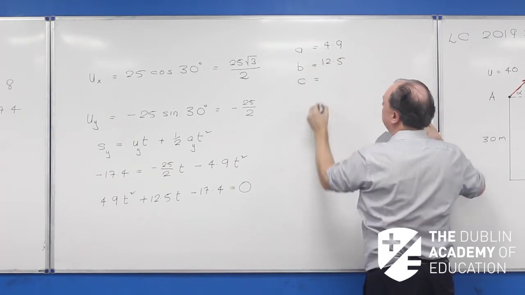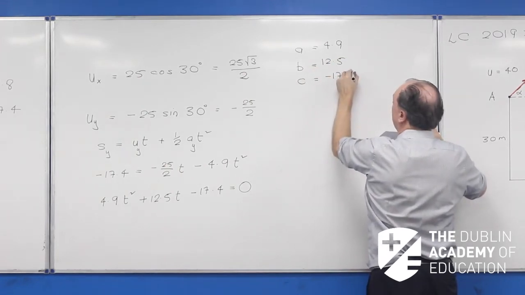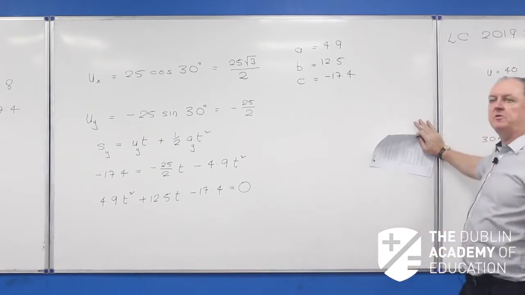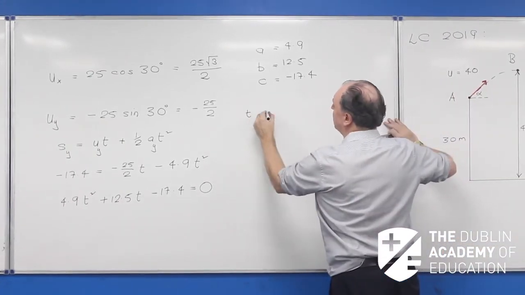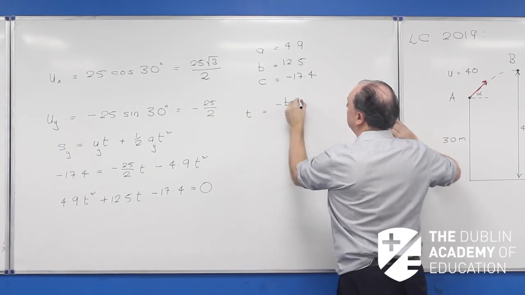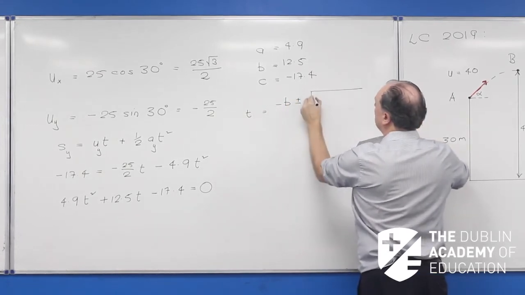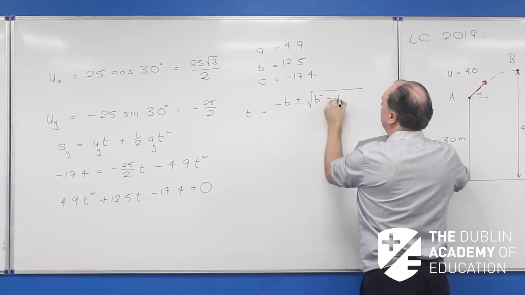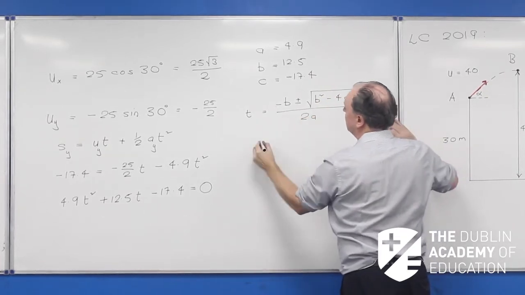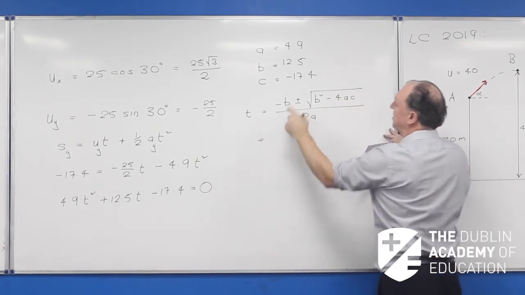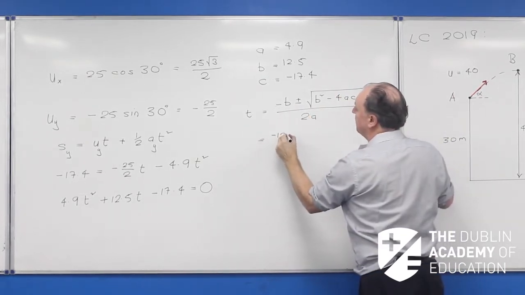And c is the constant, minus 17.4. And then you put them into your quadratic formula. It's a quadratic in t. So t is minus b plus or minus the square root of b squared minus 4ac, divided by 2a. So put the numbers in. Minus b is minus 12.5.